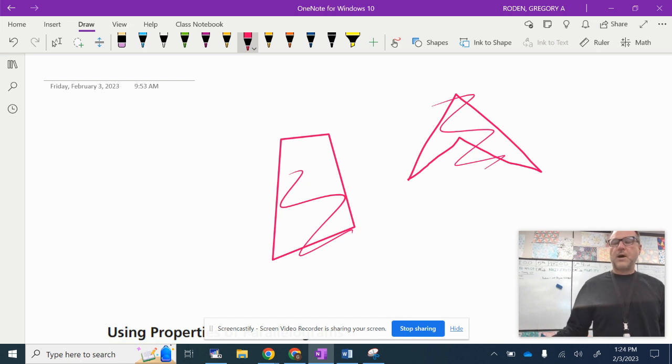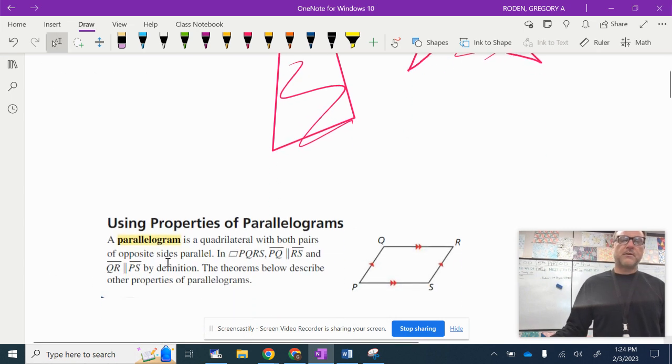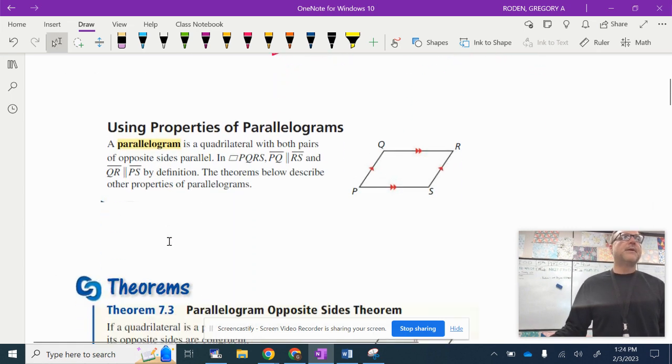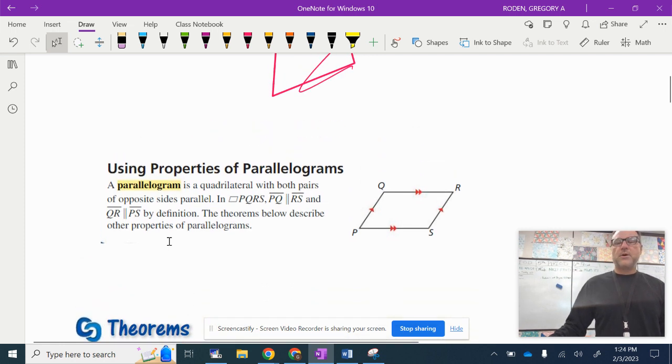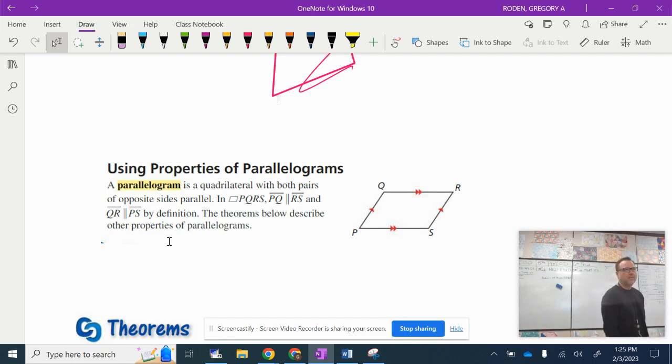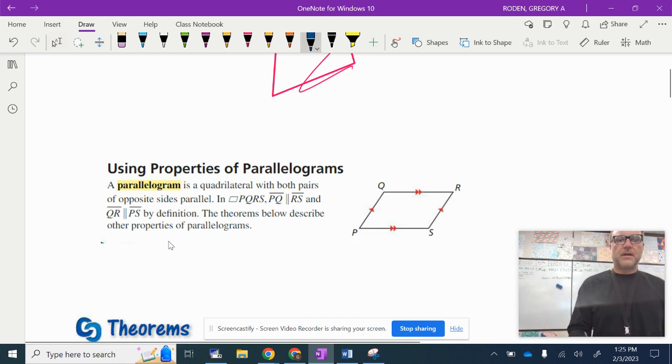So the first quadrilateral that we always study is the good old-fashioned parallelogram. I want you guys to put this in your notes. A parallelogram is a quadrilateral with both pairs of opposite sides parallel. That's the definition of a parallelogram. I want you guys to get this copied down into your notes.